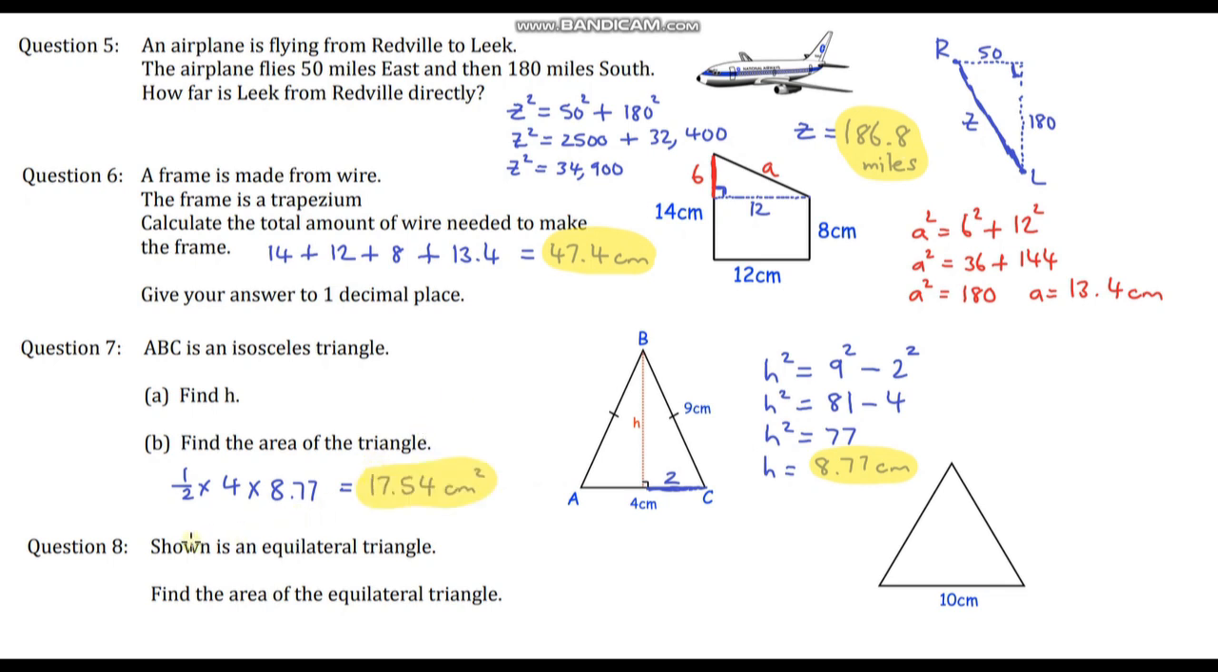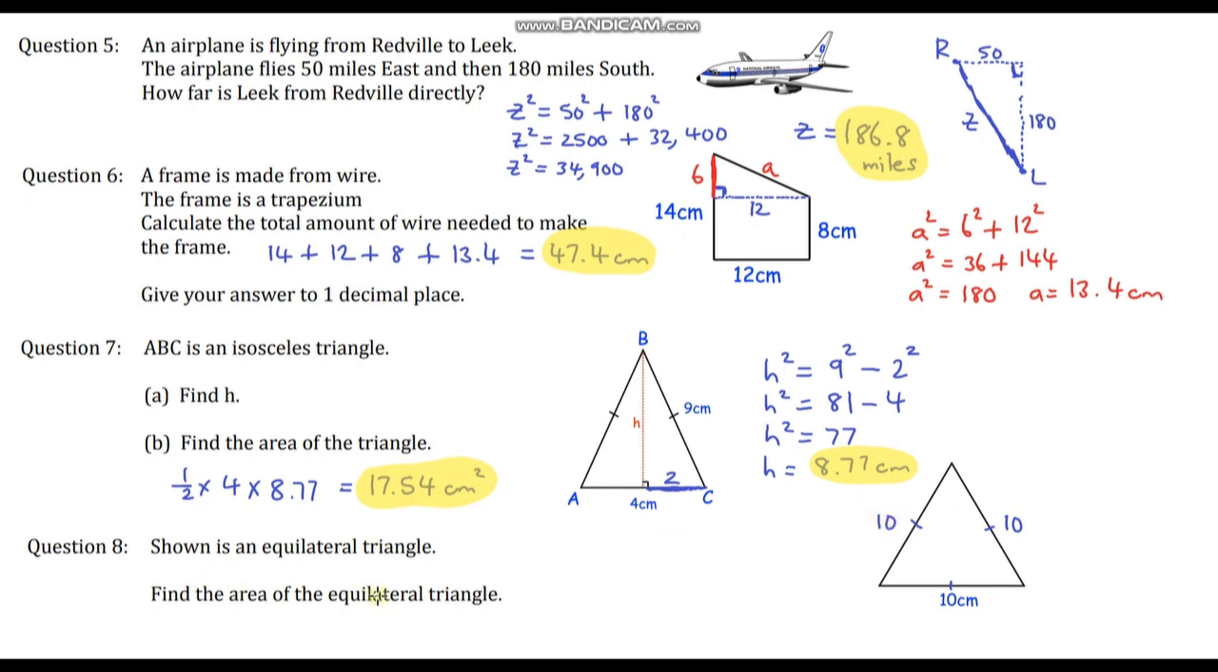And the last one on this page, question 8, shown is an equilateral triangle. Find the area of the equilateral triangle. So the first thing to note is that all 3 side lengths are the same. So let's just write that in. So this is 10 and this is 10 here.